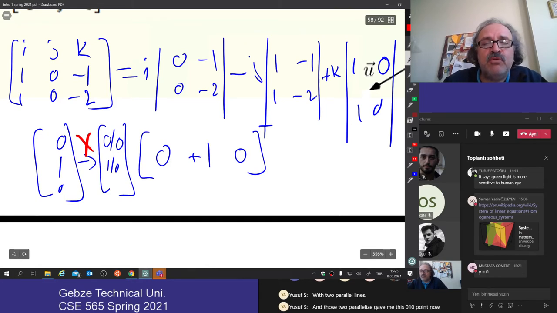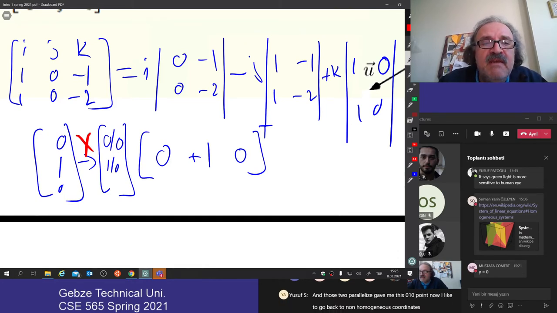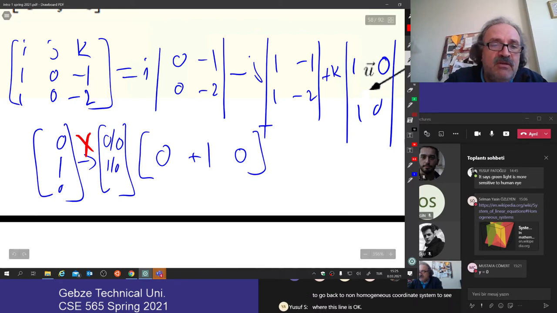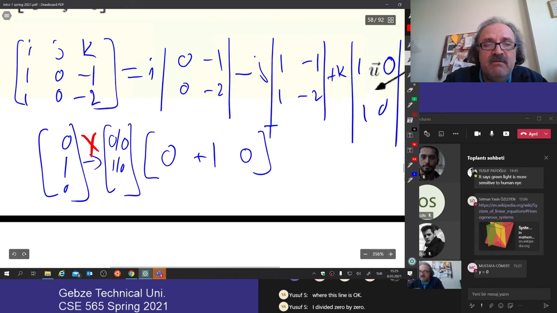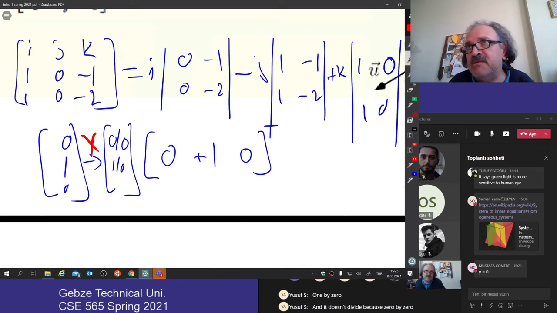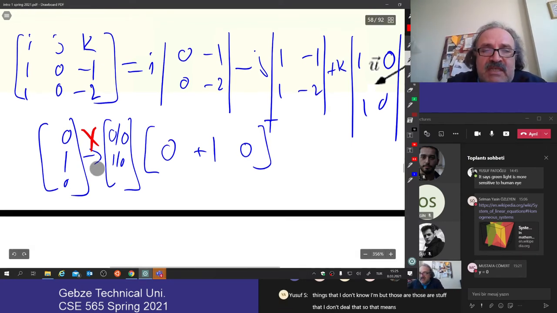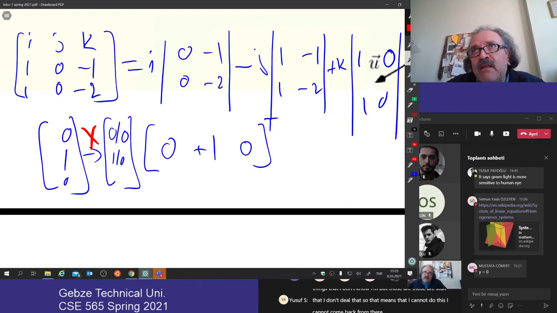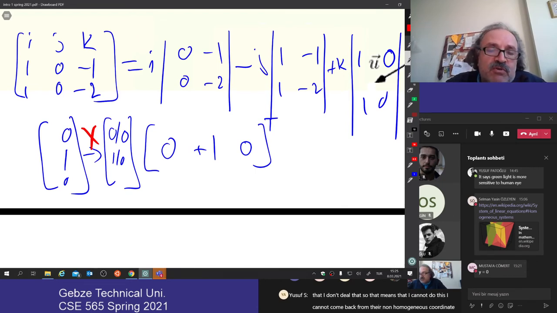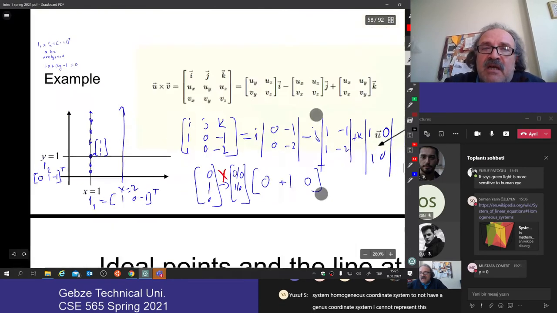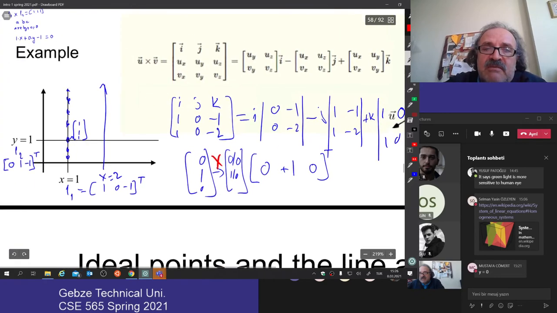Now I'd like to go back to the non-homogeneous coordinate system to see where this point is, okay? I divided 0 by 0, 1 by 0, and it doesn't divide, because 0 by 0, 1 by 0 are things that I don't deal with. So that means that I cannot come back from the homogeneous coordinate system to the non-homogeneous coordinate system. I cannot represent this point on my regular Cartesian coordinate system like that.